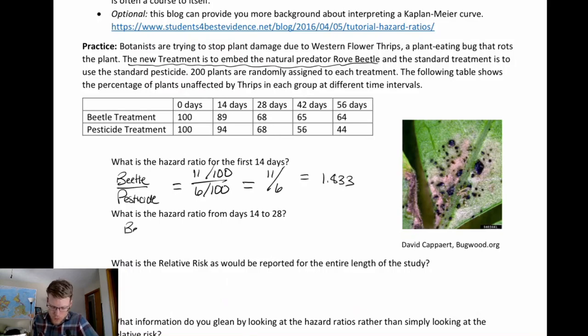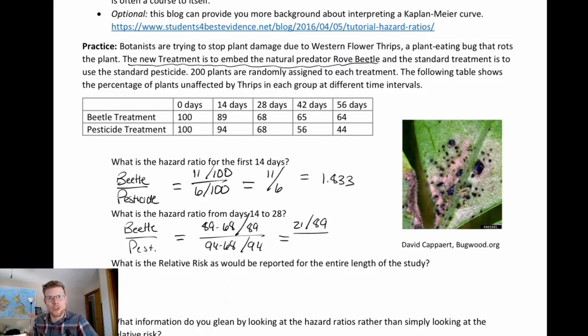So again, for the beetle group over pesticide in the denominator, we have 68 left up here where we started with 89. So the number of new cases is going to be 89 minus 68 over the 89 that we started with. And the denominator is going to be this 94 minus 68 divided by the 94 that we started with. So again, we're finding that difference, the number of newly infected plants in this period of time divided by where we started. And so this numerator here is going to be 21 over 89.